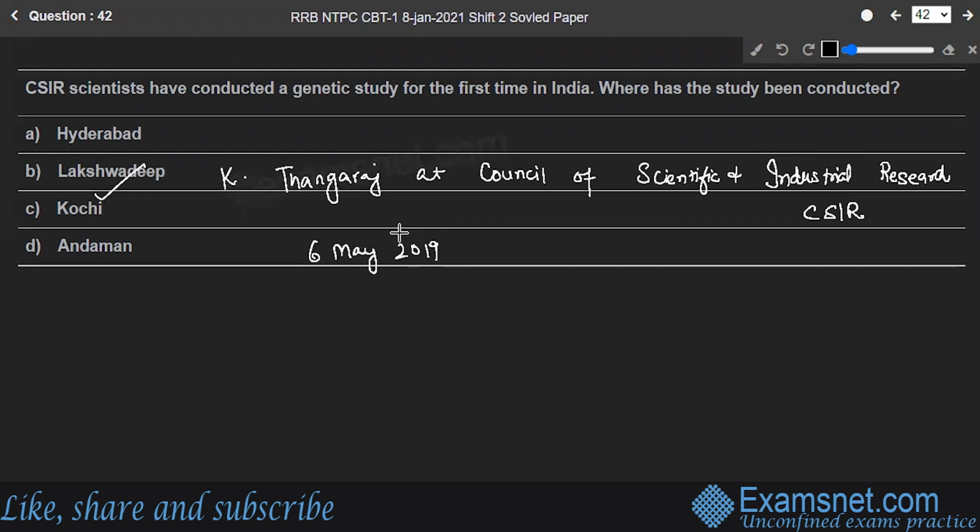Center for Cellular and Molecular Biology, that is CCMB, Hyderabad, has shown for the first time that a majority of human ancestry in Lakshadweep is largely derived from South Asia with minor influences from East and West Eurasia. Also, there is no evidence of early human migration through Lakshadweep Islands. So we have Lakshadweep, option B, as the answer for this question.